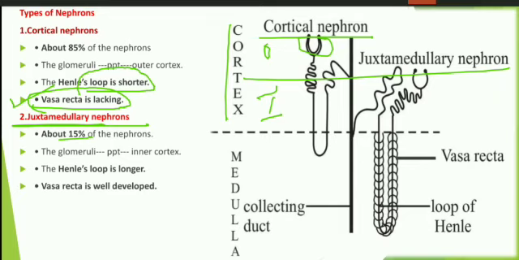Next, the juxtamedullary nephron has its glomeruli located in the inner cortex. In this nephron, Henle's loop is also very long. Because of this Henle's loop, the animal produces very concentrated urine, and it is also surrounded by peritubular capillaries, known as the vasa recta. The major difference from the cortical nephron is the presence and absence of vasa recta in juxtamedullary and cortical nephrons respectively. And these types of nephrons are clearly found in human beings.